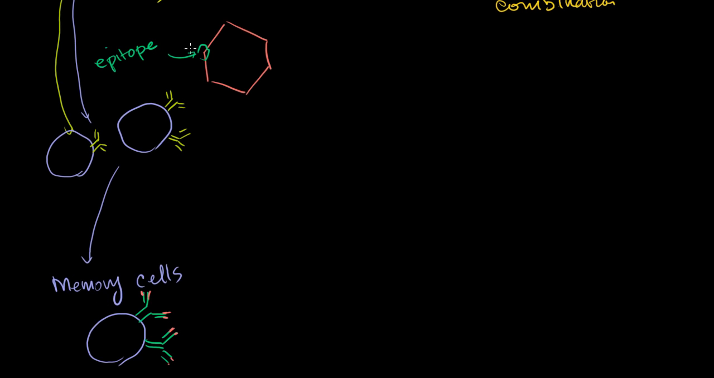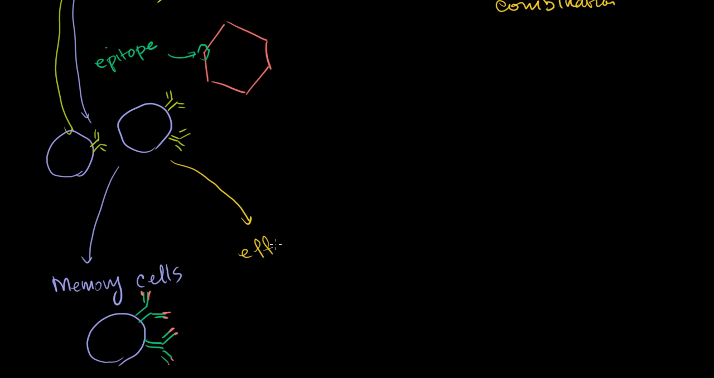So if this guy invades our bodies 10 years in the future, they're going to have more of these guys around that are more likely to bump into them and get activated. And then some of them are going to turn to effector cells. And effector cells are generally cells that actually do something.